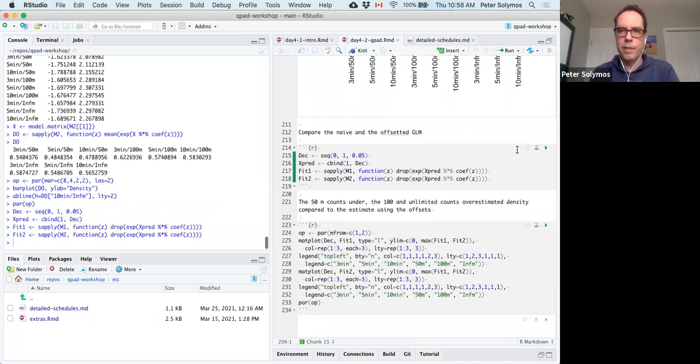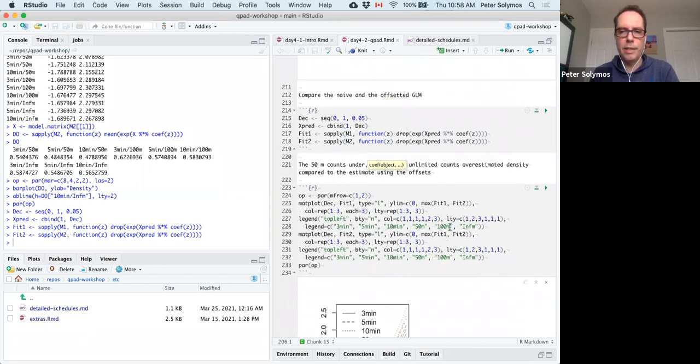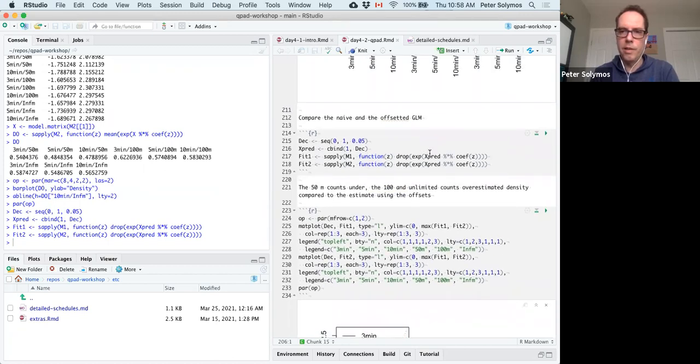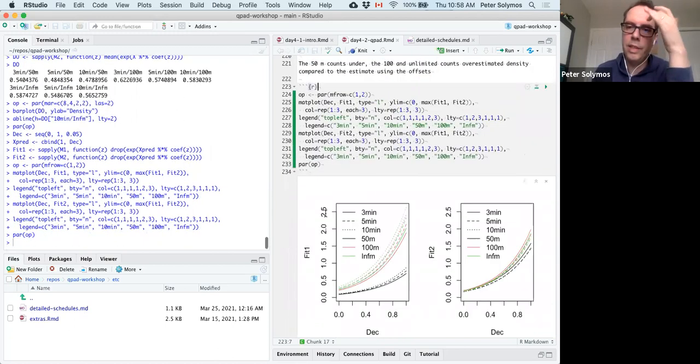Now, to finish this before the break, let's make the prediction for the naive GLM. That's going to be our fit one, and the offset-included GLM, which is our fit two, and then plot it. This just means these are the relationships with deciduous forest amount, and this is what we get on the same kind of y-axis scale. For the naive GLM, you can see here, this is the 3-minute, 50 meter, which is the black.